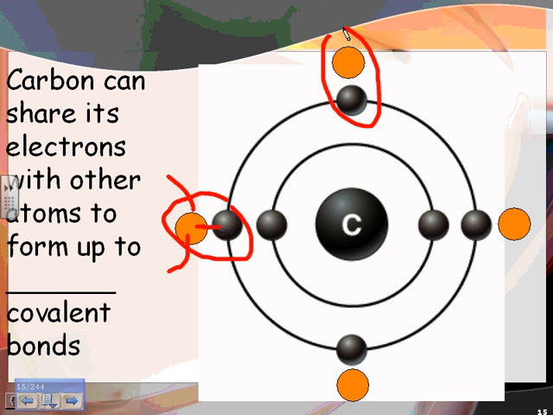Another pair of shared electrons. So the black ones belong to this carbon, and the orange or red ones belong to some other atom, either an oxygen, a carbon, a nitrogen, whatever. Here's another covalent bond because they're sharing electrons, and here's another covalent bond. So that gives us 4 covalent bonds.